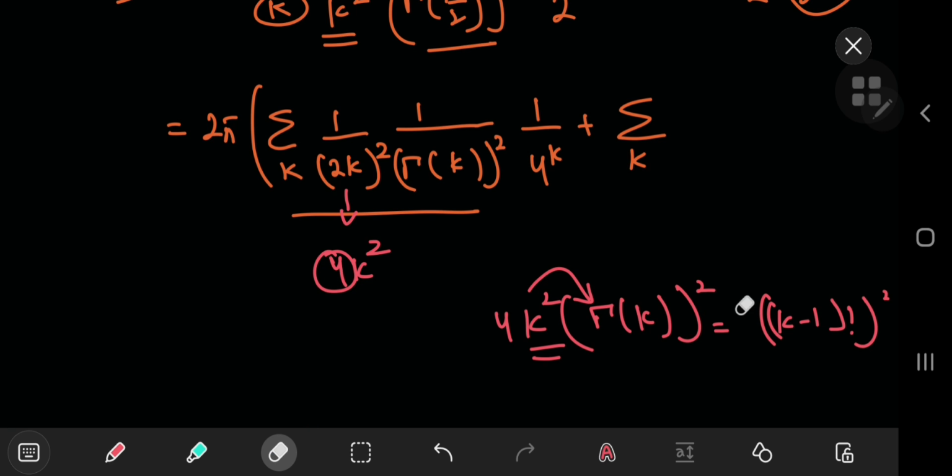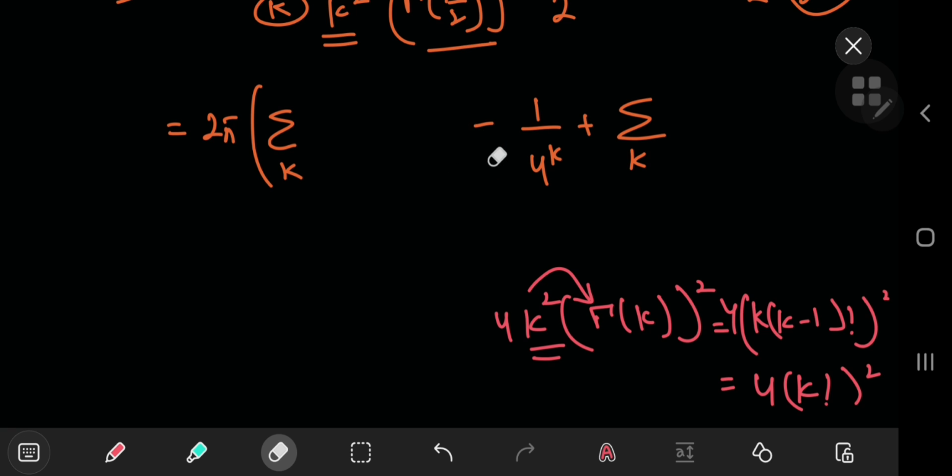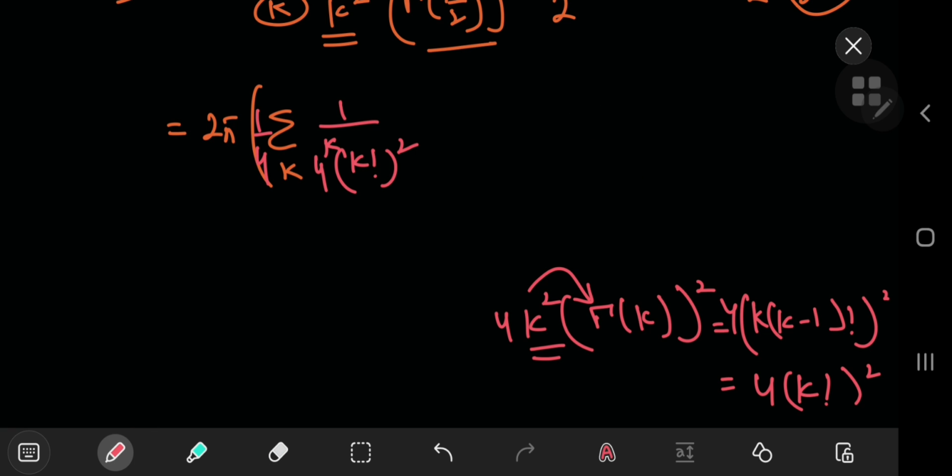So if you multiply k minus 1 factorial by k, then you just have k factorial, right? So this equals 4 times k factorial squared. So let's replace all of this by 1 by 4k factorial squared. And I can write the 4 outside, right? It's a constant. So 4 to the k here, and 1 by 4 outside. And now I have a lot more space for the sum over odd integers, right?